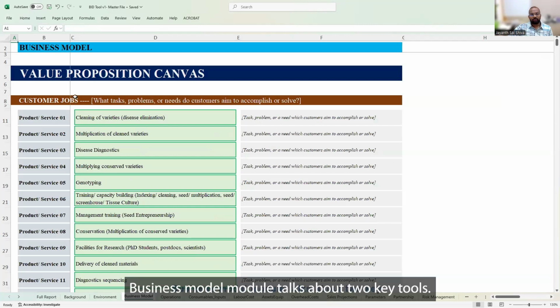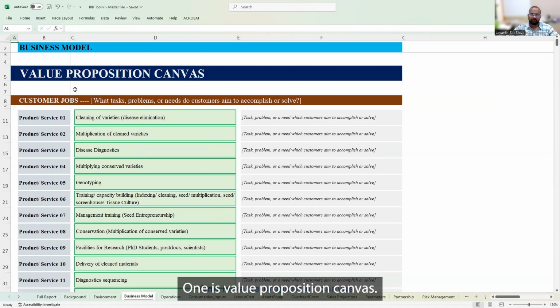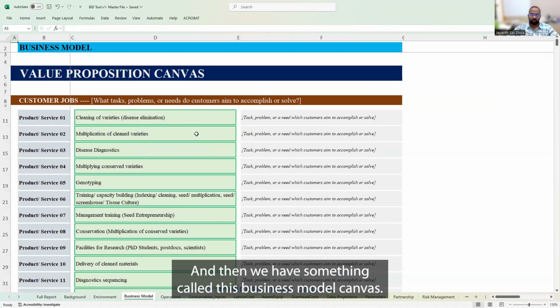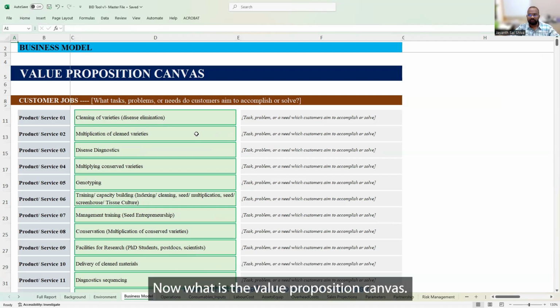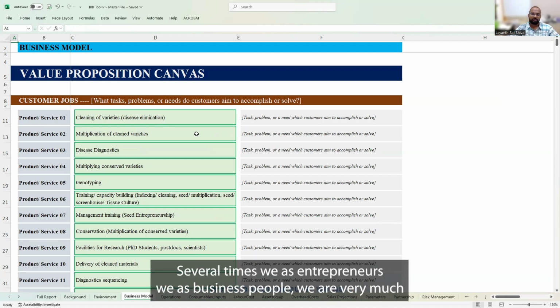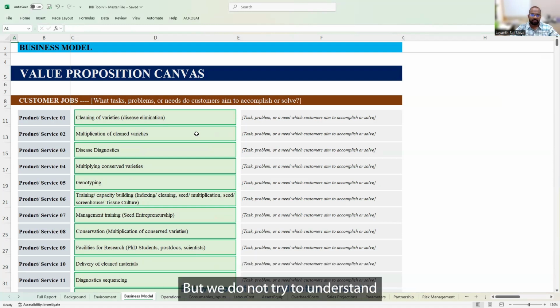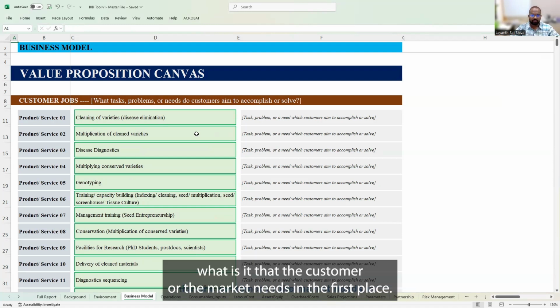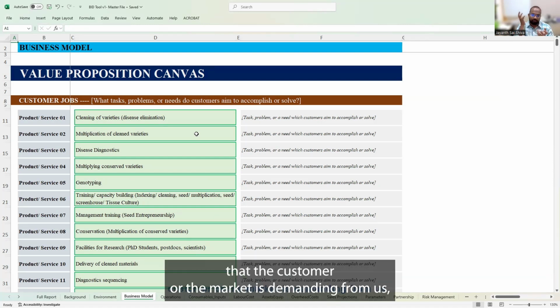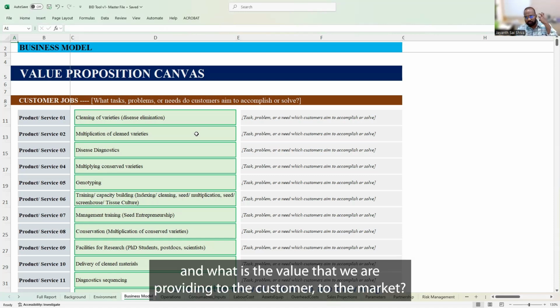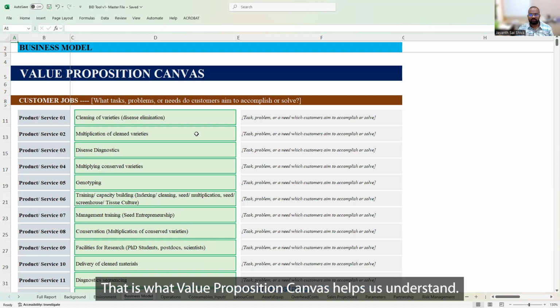Business model module talks about two key tools. One is value proposition canvas, and then we have something called business model canvas. Now, what is value proposition canvas? Several times we as entrepreneurs, we as business people, are very much focused on the product or the service that is there in our hand, but we don't try to understand what it is that the customer or the market needs in the first place. So value proposition canvas helps us understand what is the value that the customer or the market is demanding from us, and what is the value that we are providing to the customer, to the market. That is what value proposition canvas helps us understand.